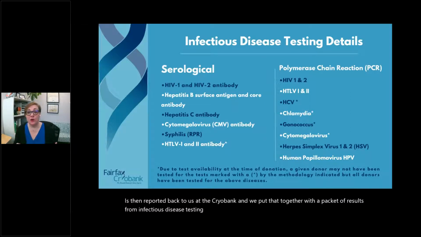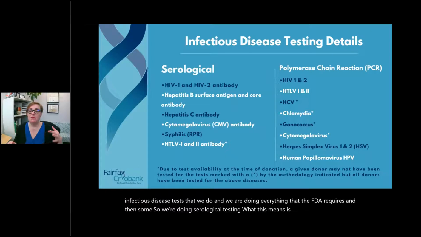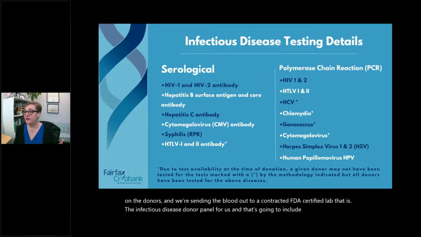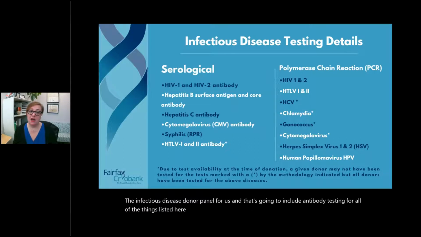Now, when you go onto our website, you can see the list of infectious disease tests that we do, and we are doing everything that the FDA requires and then some. So we're doing serological testing. What this means is we are doing blood draws on the donors, and we're sending the blood out to a contracted FDA certified lab that is running the infectious disease donor panel for us. And that's going to include antibody testing for all of the things listed here on the slide.